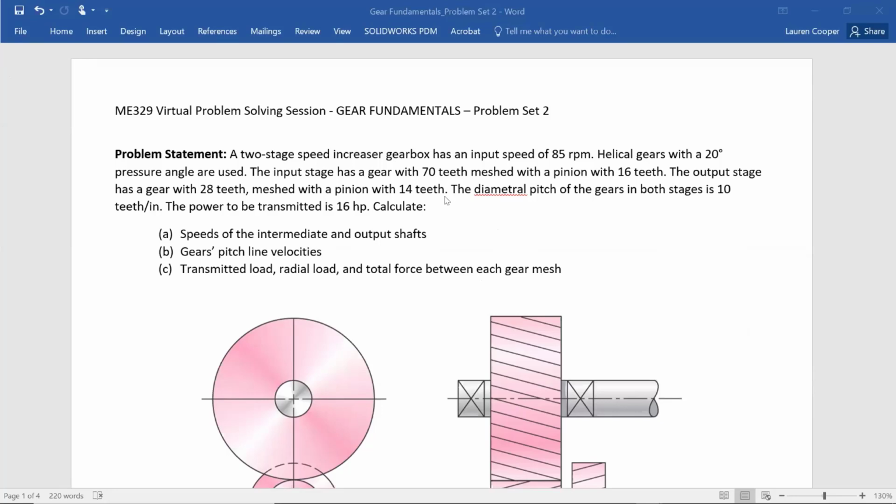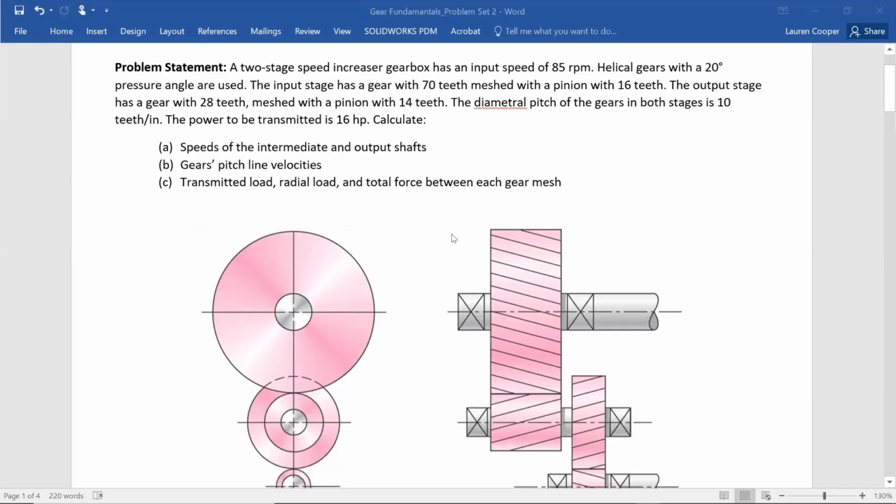The diametral pitch of the gears in both stages is 10 teeth per inch, and the power to be transmitted is 16 horsepower. So we're going to calculate the speeds of the intermediate and output shafts, the gear's pitch line velocities, and the transmitted load, the radial load, and the total force between each gear mesh.